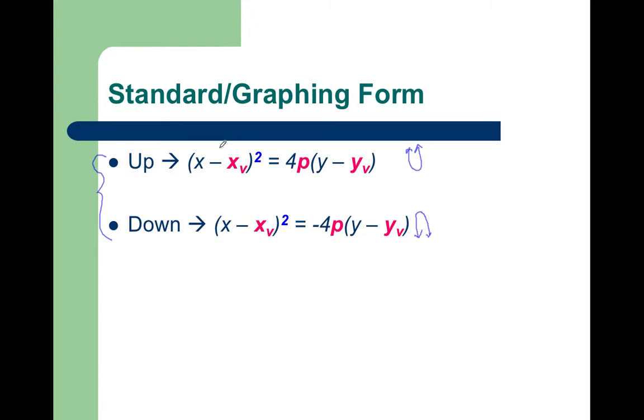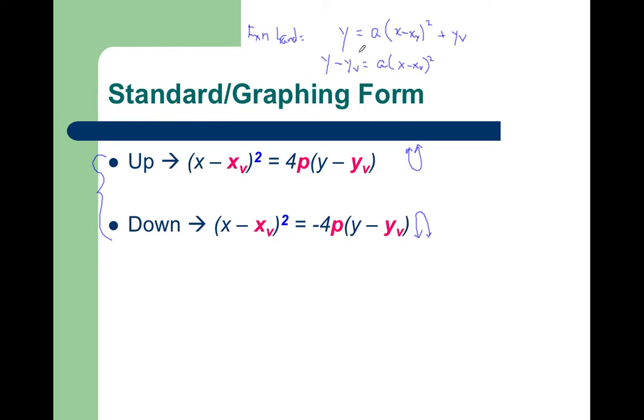Now, let's do a time travel back to function land. When we were in function land, not conic land, you dealt with parabolas like this. y was equal to a times x minus the x coordinate of the vertex squared plus the y coordinate of the vertex, right? And if I wanted to get the y back over with the y, I would say y minus the y coordinate of the vertex is equal to this dilation factor, x minus the x coordinate of the vertex squared.